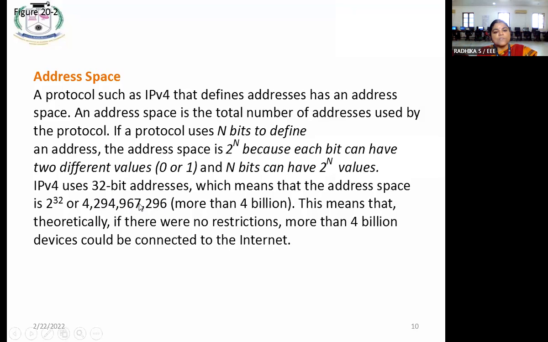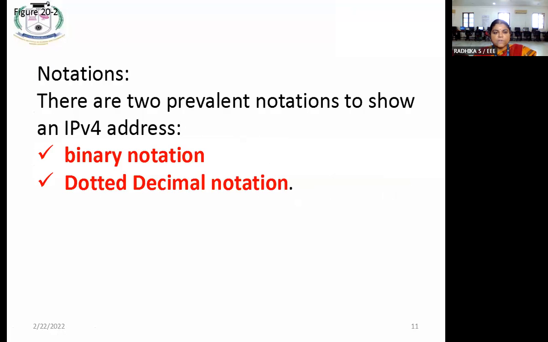42,949 lakhs 67,292. In whichever format you want to read, you can read it. So this is the size of the address space that can be generated with a 32-bit address. So if there is no restriction at all, then we are able to have 4 billion devices which we can uniquely identify by the address.